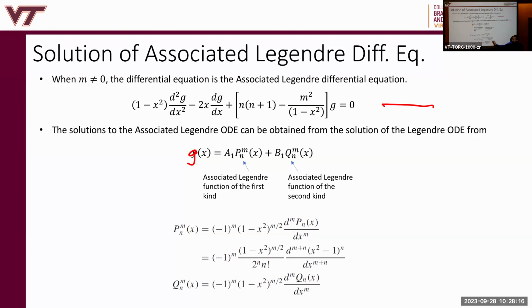Derivation of these is not trivial, so I did not include that, and I'm not asking you to do that. But if you want to solve this differential equation, you need to be able to obtain these solutions first, and we did that, right? P and Q.